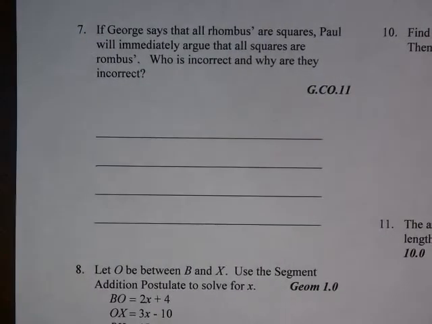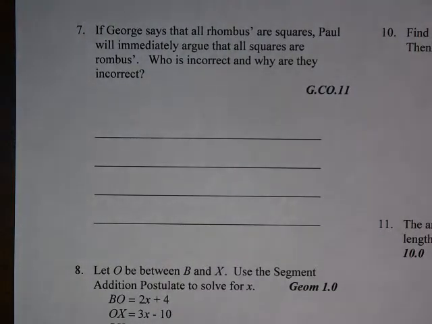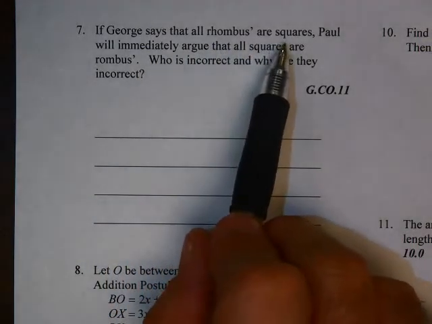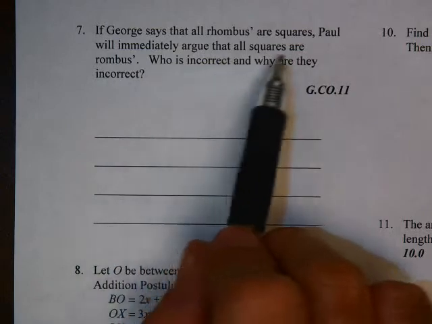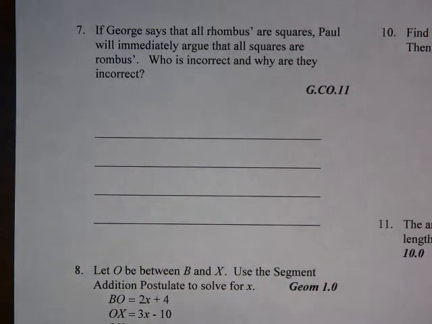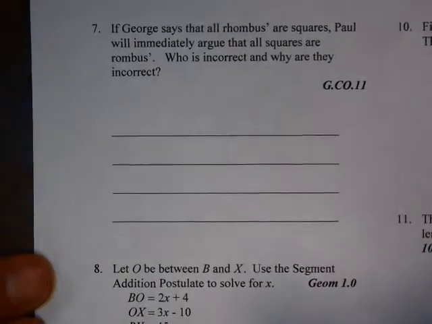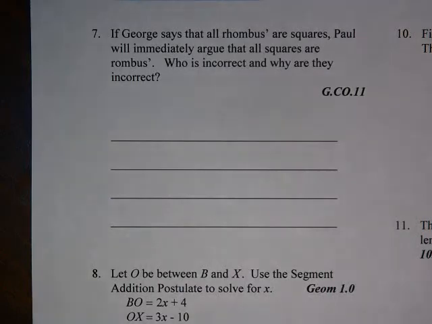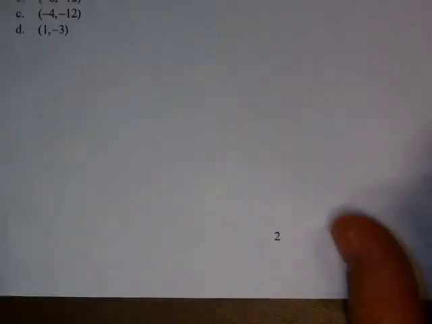And number 7, we start getting into the reasoning with quadrilaterals. If George says that all rhombuses are squares, Paul will immediately argue that all squares are rhombuses. Who is incorrect and why are they incorrect? Now on some of the notes, depending on what teacher you had, you saw a diagram. And I'm going to go ahead and put this diagram down here.